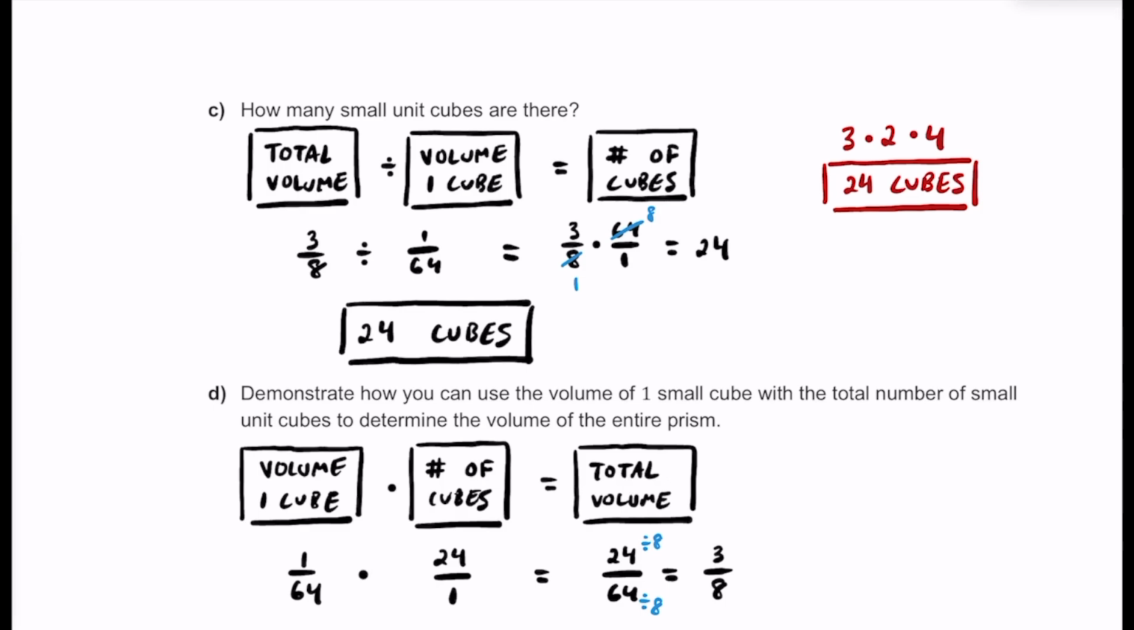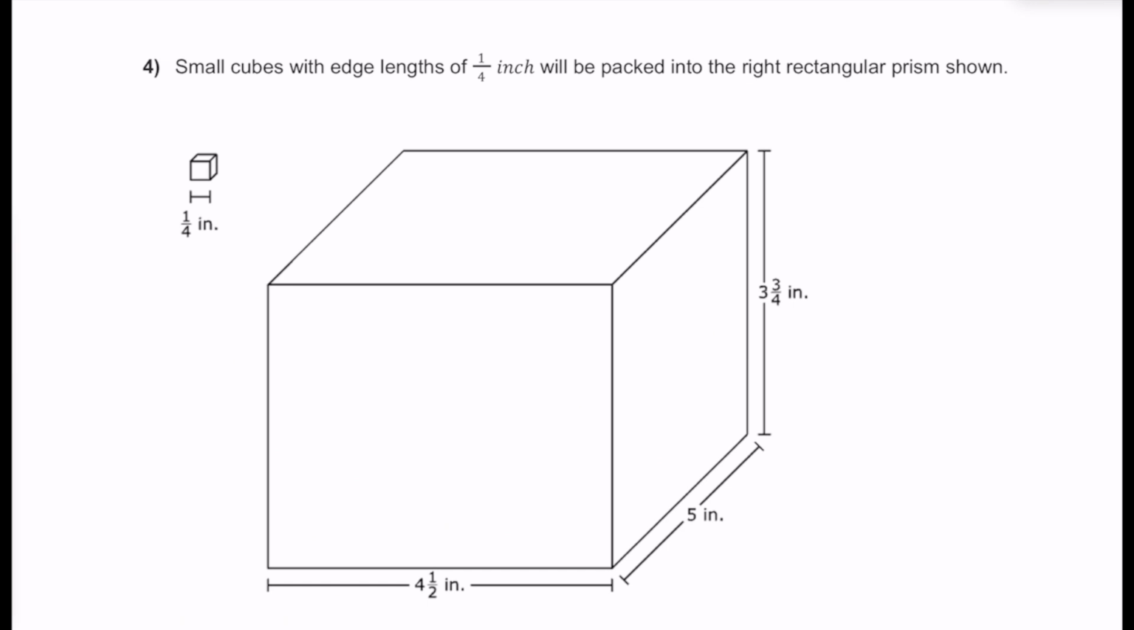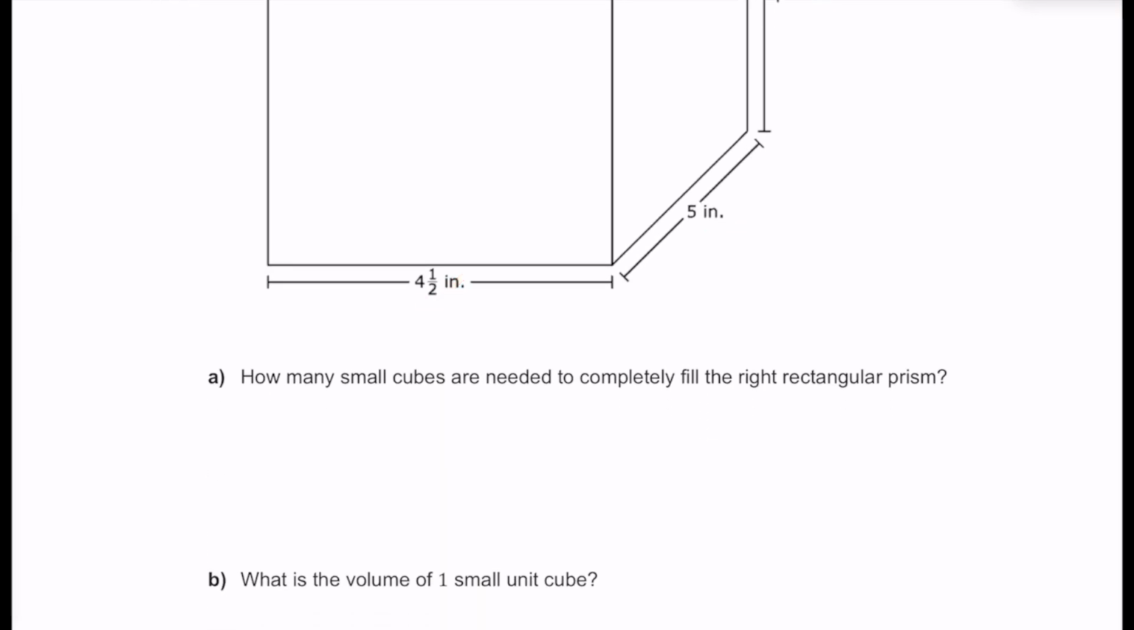All right, cool. Let's go ahead and see if we can try another problem. For number 4, it says small cubes with edge lengths of 1/4 inch will be packed into this right rectangular prism below. You can see these little cubes right here, just drawn already. And it's going to be packed into this length, width, and height into this prism. It says how many of these small cubes are needed to completely fill the right rectangular prism.